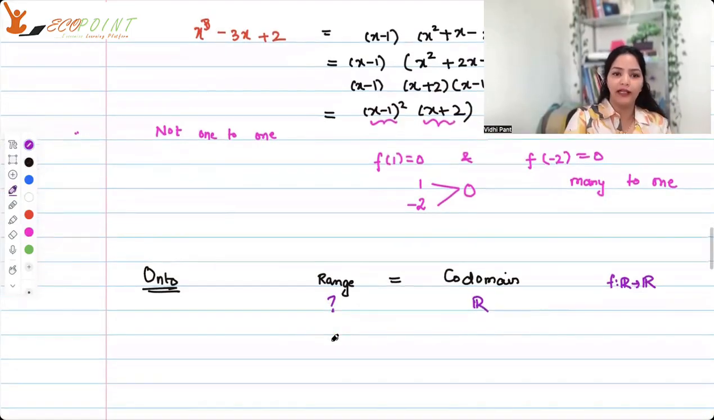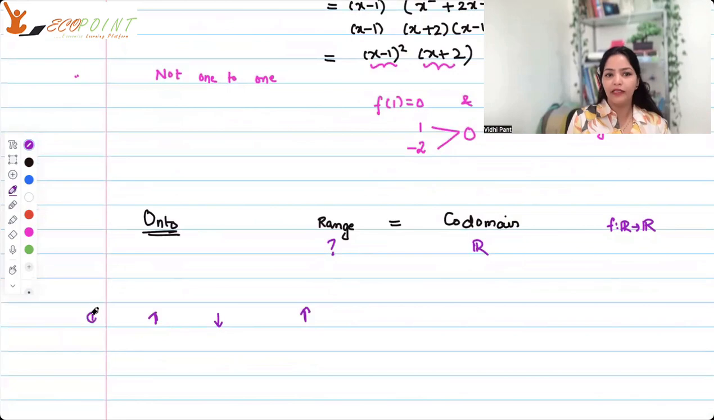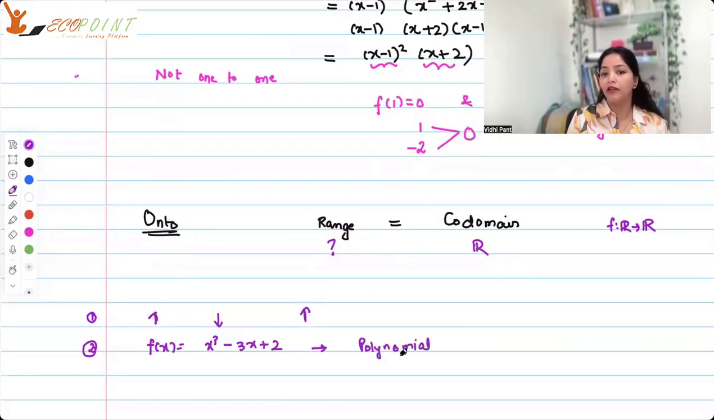You just saw that this function is increasing, then decreasing, then increasing. That is the first thing that you realize in here. Second thing that you realize about this function: f(x) is x cube minus 3x plus 2. It's a polynomial. All polynomials are continuous. It's a continuous function.